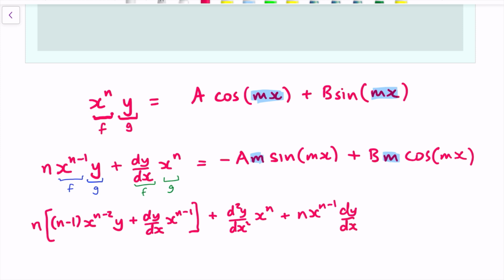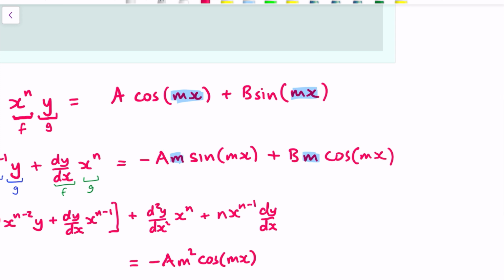Okay, it's getting really messy. And on the right hand side, as I was saying, sine differentiates to cosine. So we get negative am squared cosine mx. Again, the chain rule, so we get an extra m. And cosine differentiates to minus sine, so we get minus bm squared multiplied by sine of mx.